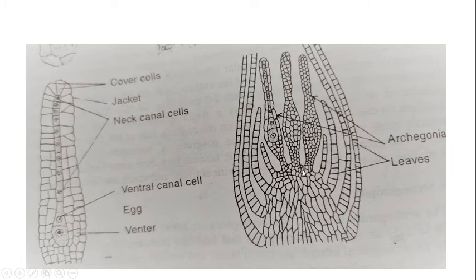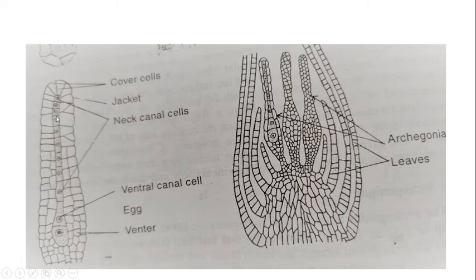At the tip of the female branch, you can see a group of archegonia, and these archegonia are covered by several leaves. The leaves which cover the archegonia are known as the perichaetial leaves, or perichaetial bracts. They cover the group of archegonia, as you can see, and these archegonia are present at the tip or apical portion of the female branch.